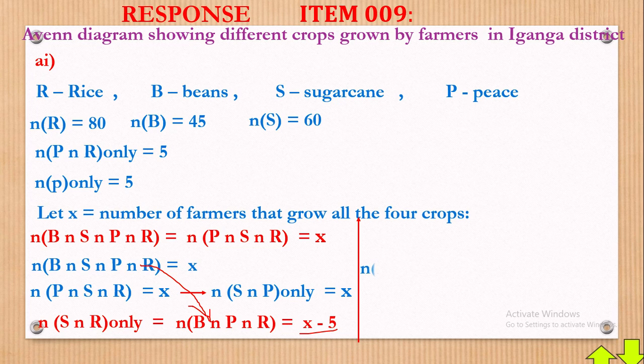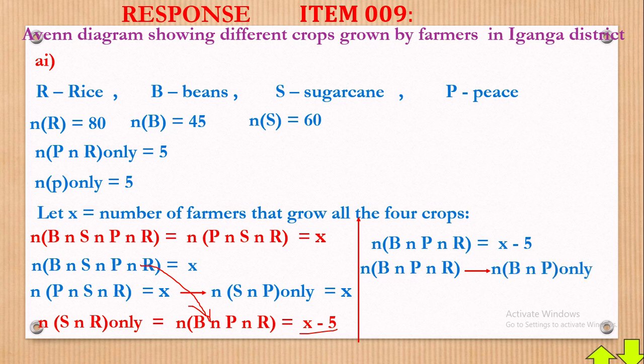Next, let's summarize the way we have that. I've already talked about this. You realize that where you have the R, like for example here, instead of writing this whole statement like this, it's better to just write it as number in B intersection P, because we know that every farmer who grows peas, sugarcane, and beans grows rice as well. So it's a repetition writing this. Even if someone writes this or that, just know it's always rice, because every farmer grows rice. Now let's proceed.